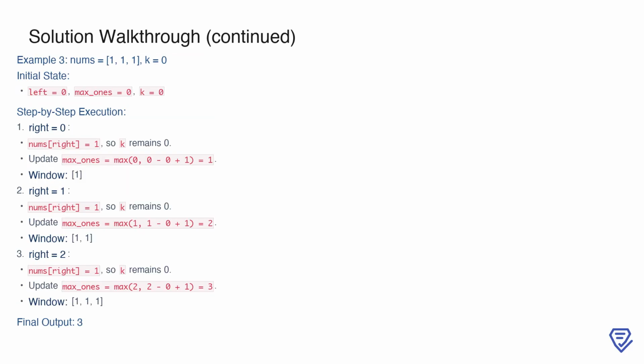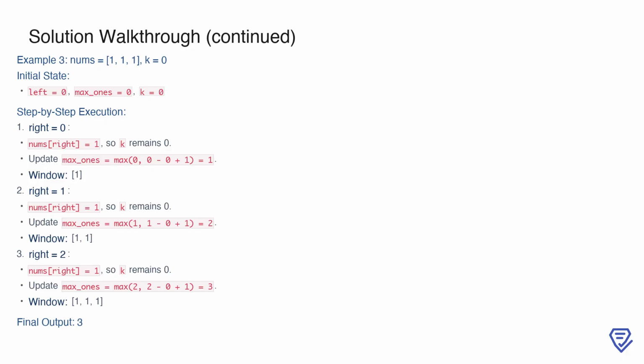Finally, consider the third example, nums equals 1, 1, 1, with k equals 0. Here, no flips are allowed, so we simply count the existing consecutive ones. Starting with left equals 0, max_1s equals 0, and k equals 0, we begin expanding the window. At right equals 0, the value is 1, so k remains unchanged. The window becomes 1, and max_1s updates to 1.